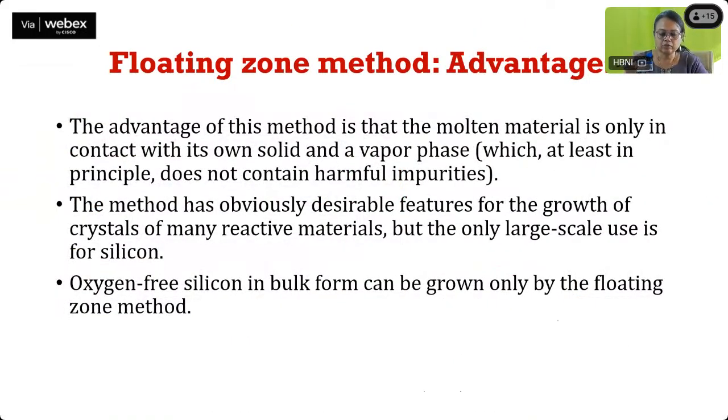The advantage of this method is that the molten material is only in contact with its own solid and the vapor phase, so it does not contain any harmful impurities. When growing very high purity silicon, like detector grade silicon, it is grown using the RF float zone technique.